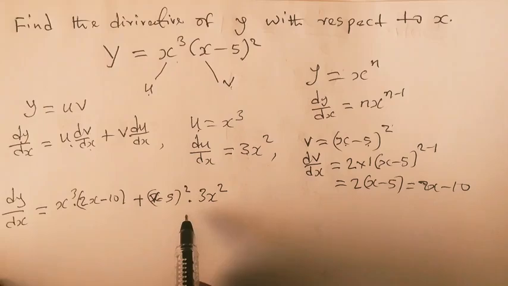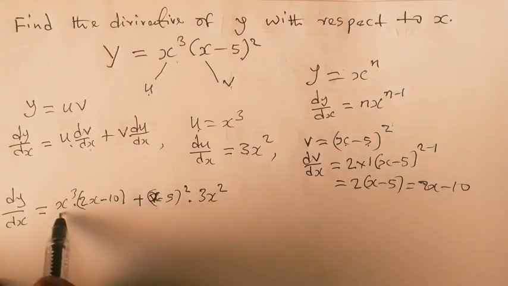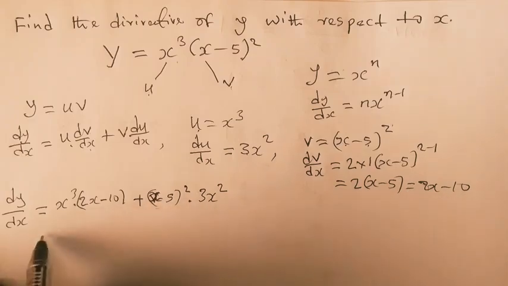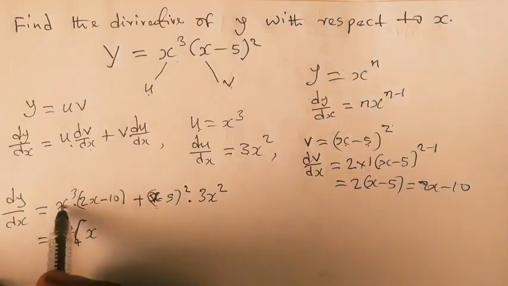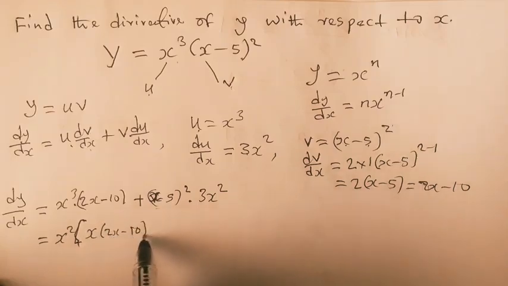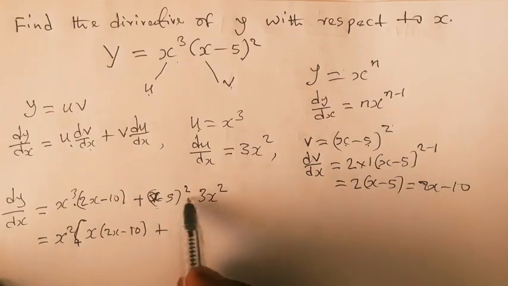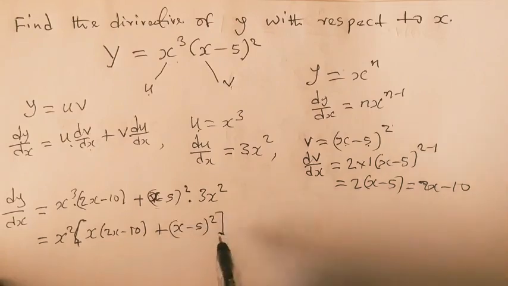So having gotten this, we can simplify. If you check in this term, we have x squared, we have x cubed, so we can factor out x squared, so that we have x squared in bracket x, there's x remaining here, in bracket 2x minus 10, then plus here we have (x minus 5) squared, close the bracket.